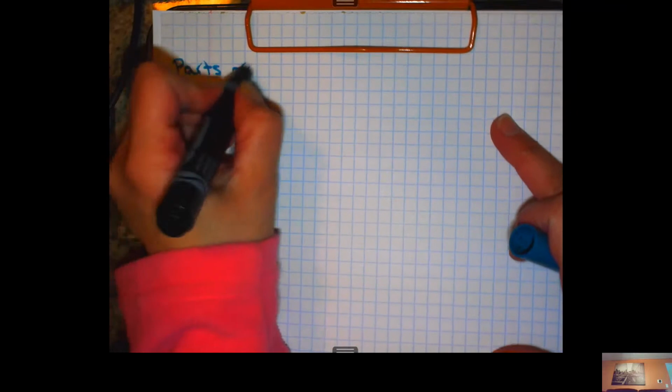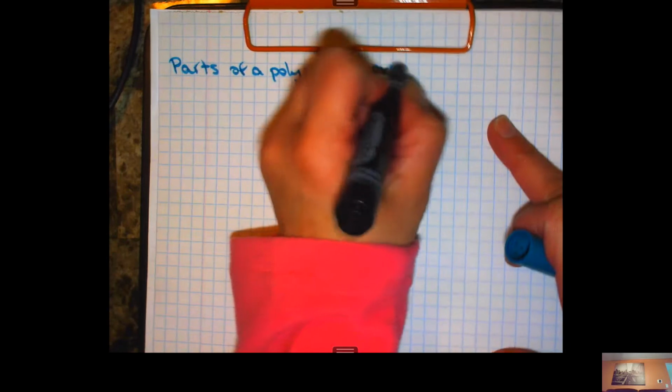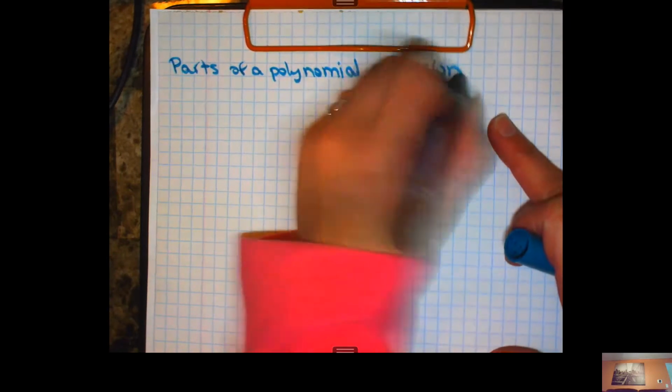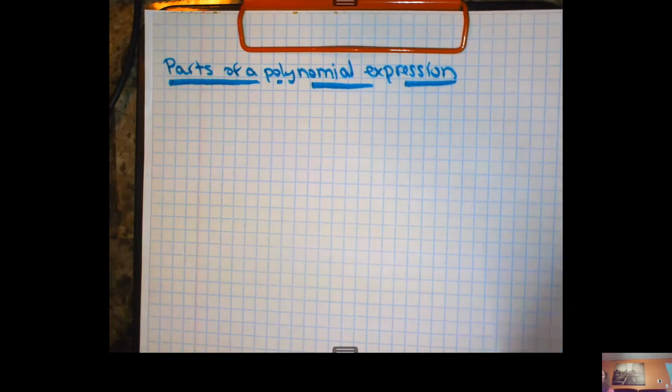So I'll take this off. And I'm going to write parts of the polynomial expression. I'm just using my graph paper because I'm assuming you're still using it. So parts of a polynomial expression. So I'm going to give you the different parts. We're going to talk about 5 different parts. And I'm going to base that on these 2 little expressions.